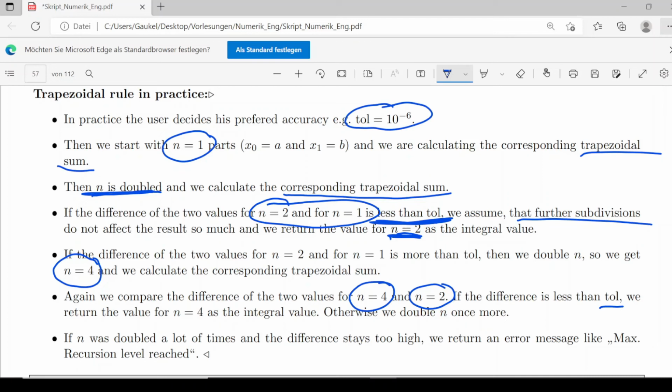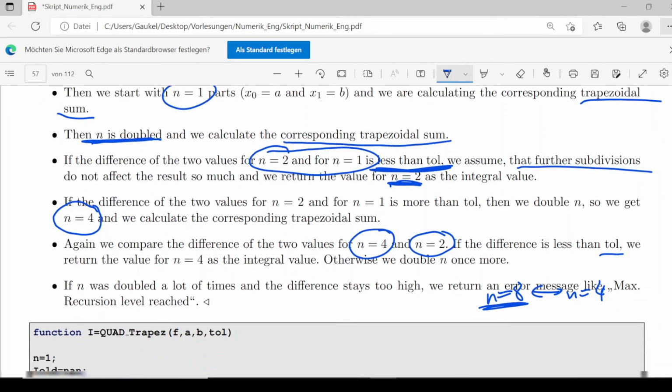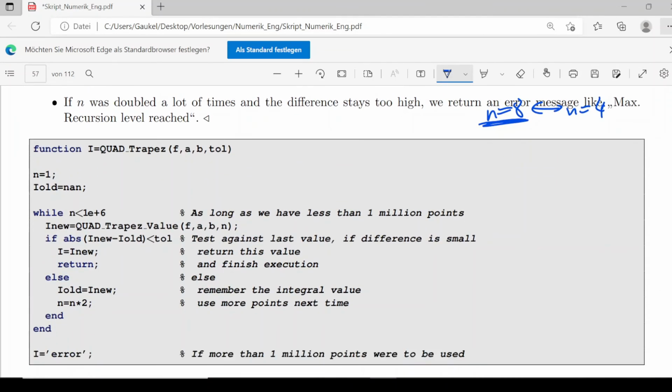Otherwise, we calculate the sum for n equal to 8, and then we compare with the n is 4 value. And if this difference is small, okay, then we return the 8 value. Otherwise, we double. And so we double and double again until the difference of the values is small. And that's the implementation here. The user gives us a function which we can evaluate. He gives us the integration interval and he gives us the desired tolerance. Then, as long as we have less than 1 million evaluation points, we don't want to double infinitely often, so this is the restriction.